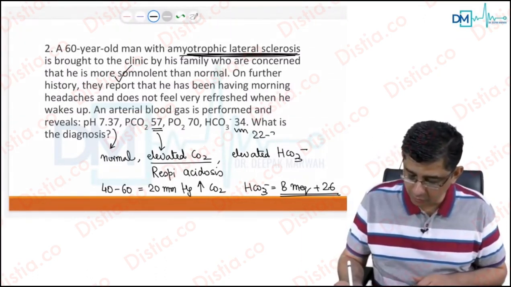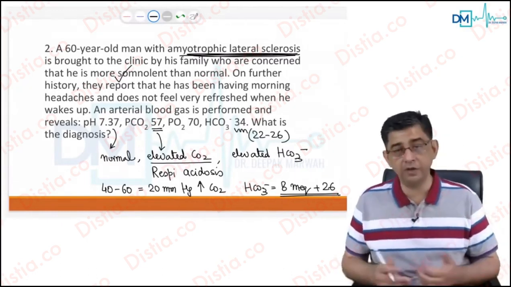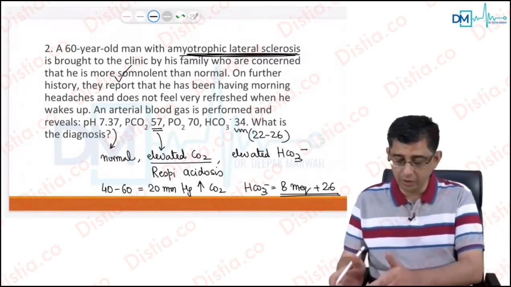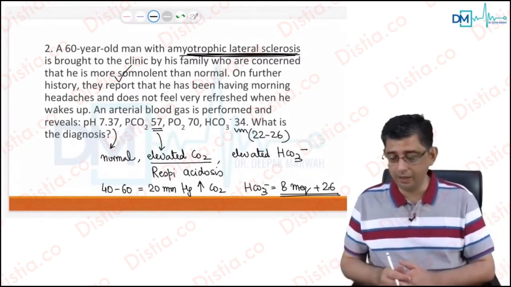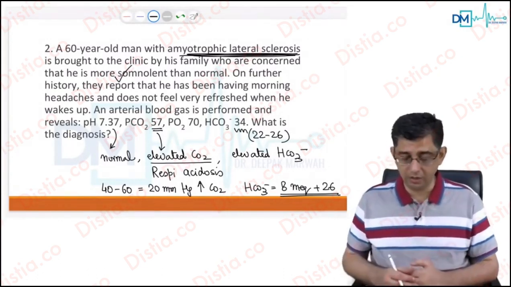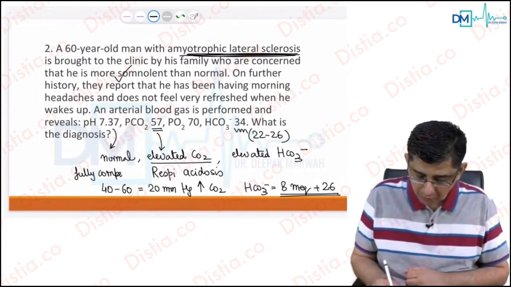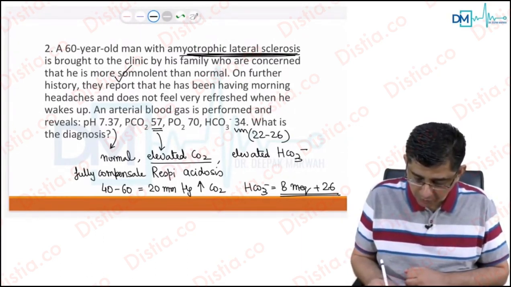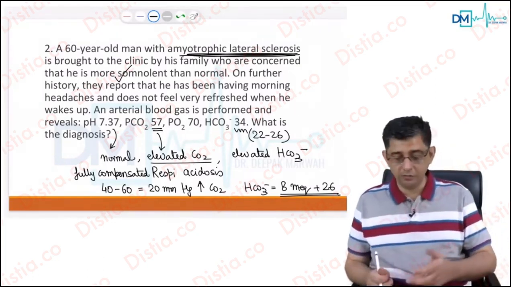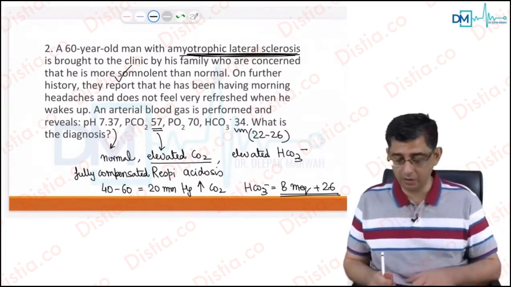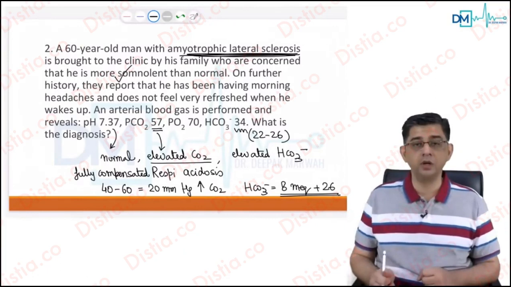You see, normal is 20 to 26, this is 34, so it is elevated. This bicarbonate is increased courtesy the kidney. And look at the good thing it has done. It has ensured the fact that the patient's pH has become normal. So the answer to this question will be given as fully compensated respiratory acidosis. Why I'm saying fully? Because pH is stabilized in the patient courtesy the help of the bicarbonate.